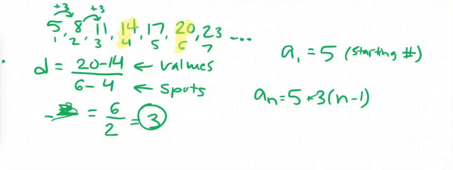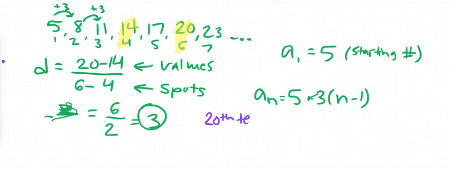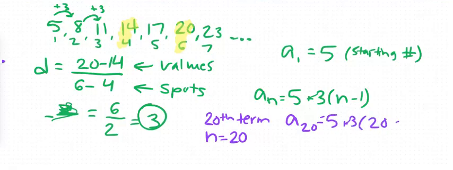If I want to use my equation to find something, say that I want to find the 20th term, then that would mean n equals 20. My spot number equals 20. So I'm going to take my n and replace it with a 20. So I have a sub 20, or the value at spot 20, is equal to 5 plus 3 times 20 minus 1. Okay, so then I'm going to simplify. 5 plus 3 times 19.